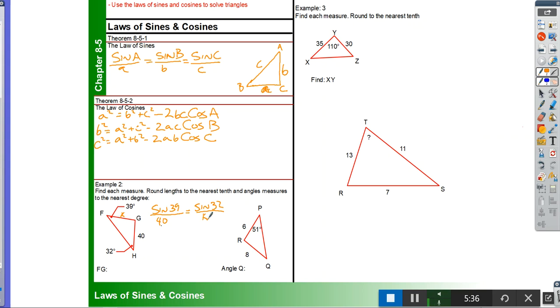So doing a little bit of mathematics, I would end up with multiplying both sides by K. So I would get K times the sine of 39 over 40 is equal to the sine of 32. So I'm going to multiply by the reciprocal, and I'll get K is equal to 40 times the sine of 32 divided by the sine, and that's backwards.